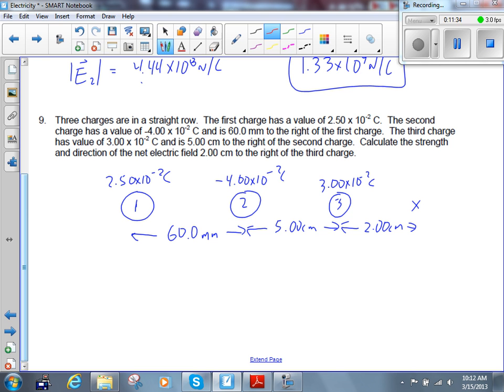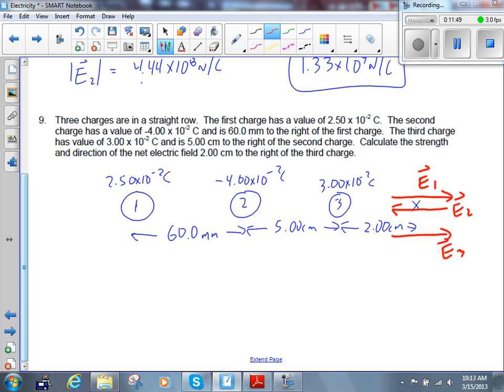The field caused by number 1 here is to the right. It goes away from number 1. Caused by number 2, it's to the left. It goes towards number 2. And the field caused by number 3 goes to the right. 3 is a positive charge, so it goes away from it.